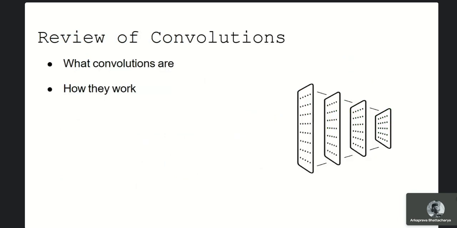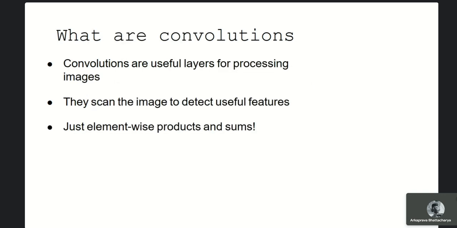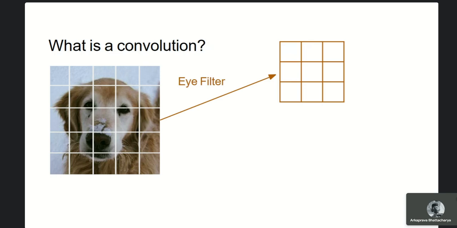So now we'll see what the basic operations of convolutional neural networks are. Convolution: what convolutions are and how they work. Convolutions are useful layers for processing images. They scan the image to detect useful features, and convolution is a very simple operation where you do just element-wise products and sums. So let us see what a convolution is.